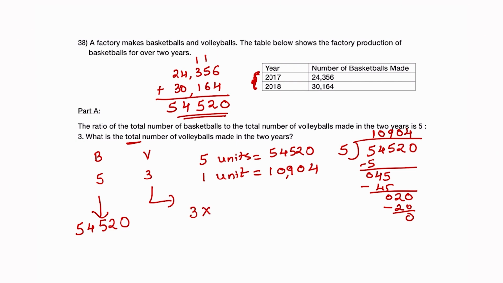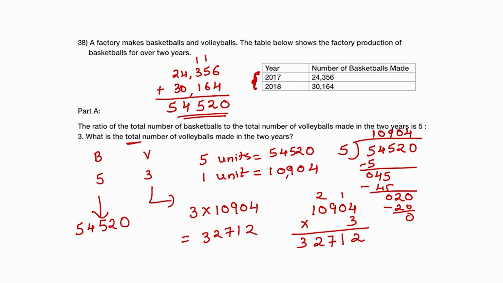So we say 3 times 10904. So let's do that here. 10904 times 3. That's 12, 1 there. That's 1, that's 27, 2 there. That 2 comes down, and that's 3. So this is basically 32,712 volleyballs. Okay, so we were supposed to find the total number of volleyballs there.